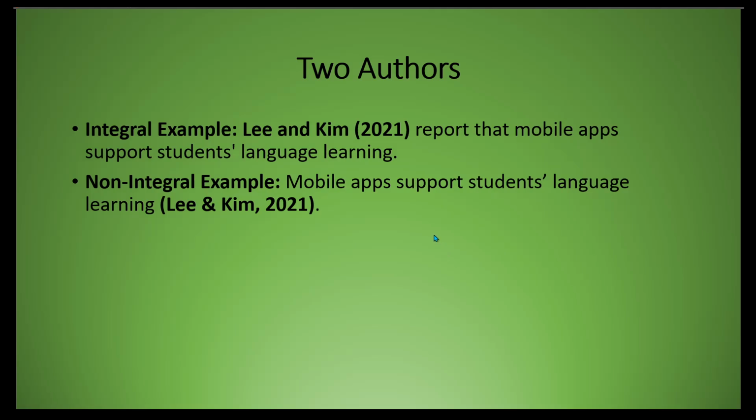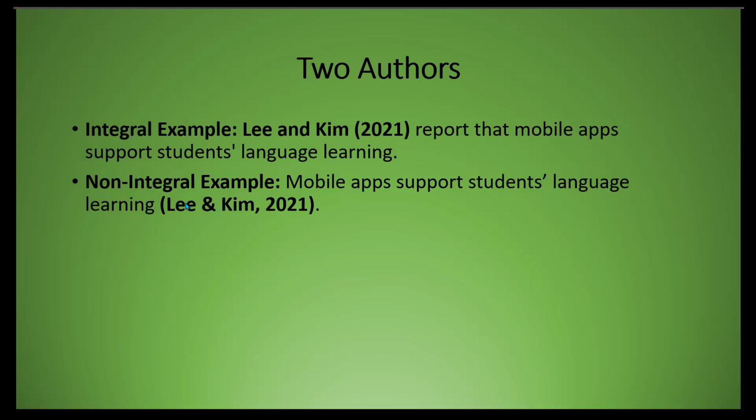Two authors gets a little bit more complicated. When it's an integral citation, you use the word and. Lee and Kim, space, open bracket, 2021, close bracket, report that mobile apps support student language learning. The non-integral citation, if we can find several studies that say something similar: mobile apps support students' language learning, Kim and Lee. Notice it doesn't say and anymore. It's using the ampersand, the and symbol. This is a slight difference, but it does make a difference.